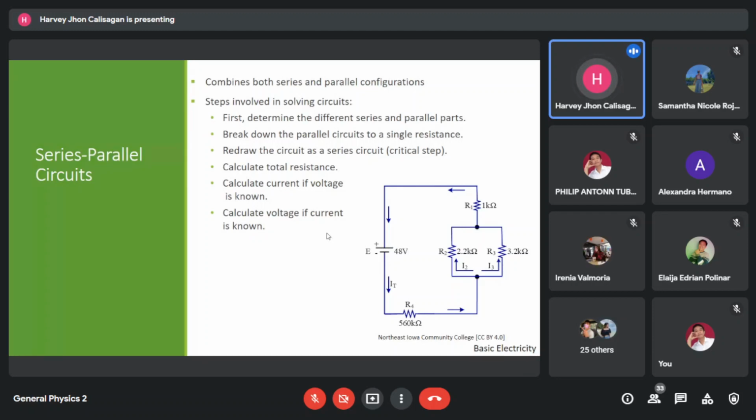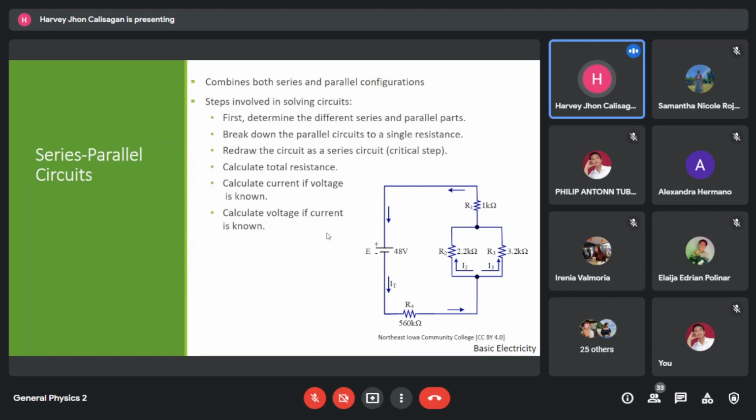Okay, so we have steps involved in solving the circuits. First thing you need to do is to look for the parallel circuits in the given illustration, and then try to merge. Get the total resistance of those parallel circuits, and then after getting the total resistance of the two circuits, you solve the whole process using the series circuits.